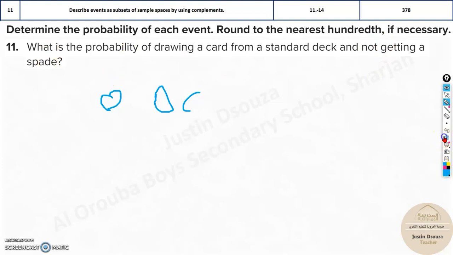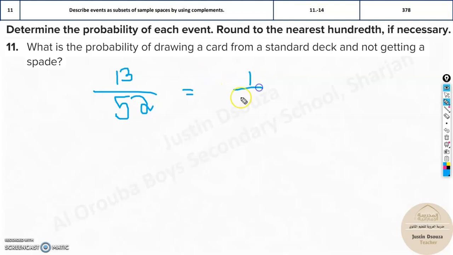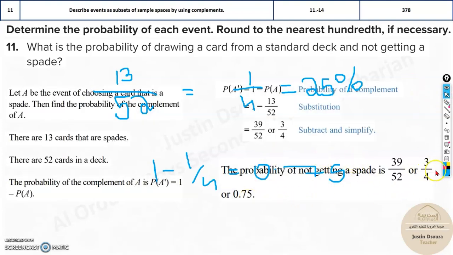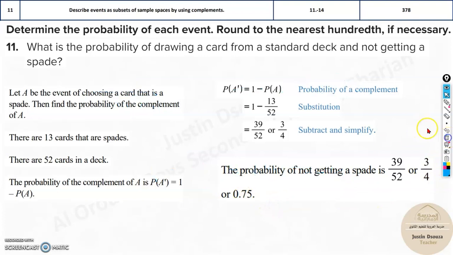Instead of that, let's find the probability of getting a spade. There are 52 total cards. How many spades are there? Each suit is 13, so it is one suit out of four, 1/4. 25% is the probability, 0.25, of getting a spade. Not getting a spade would be 1 minus 1/4, that is 0.75 or 75%. The final answer will be 3/4, 75%, 0.75.